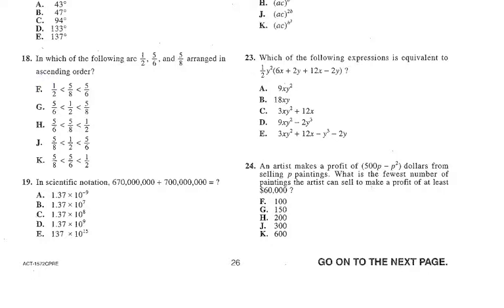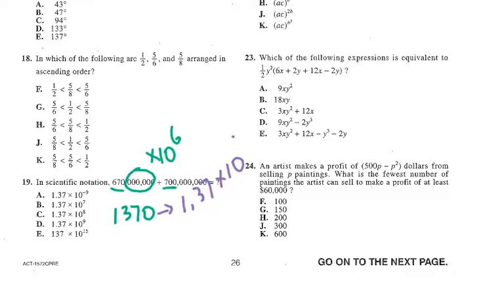For number 19, you just need to add these two. Then you can get like 1370. Because this part, it will be 10 to the 6th power. Therefore, change this one into 1.37 times 10 to the 3rd power. Adding exponents, it will be 9. So answer is D.